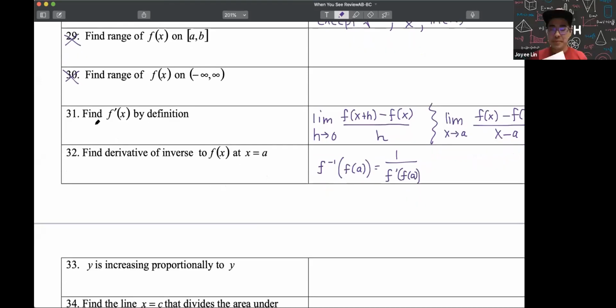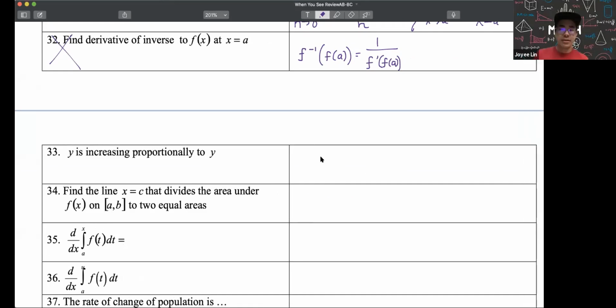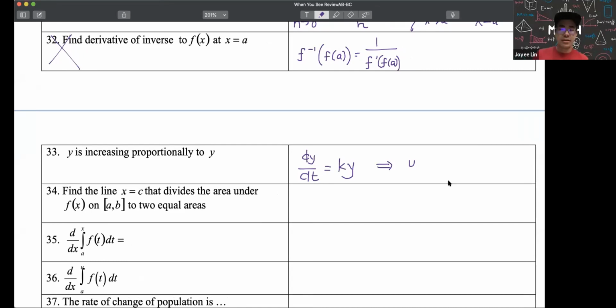33 is likely to show up. What does 33 mean? Y is increasing proportionally to Y. This one is dy dt, right? The rate of change of Y is proportional to Y itself. Remember, when you have this, it can be rearranged into Y is equal to C times e to the kt power. Yeah, so this is one of the examples of differential equations. So they could give it to you in words.